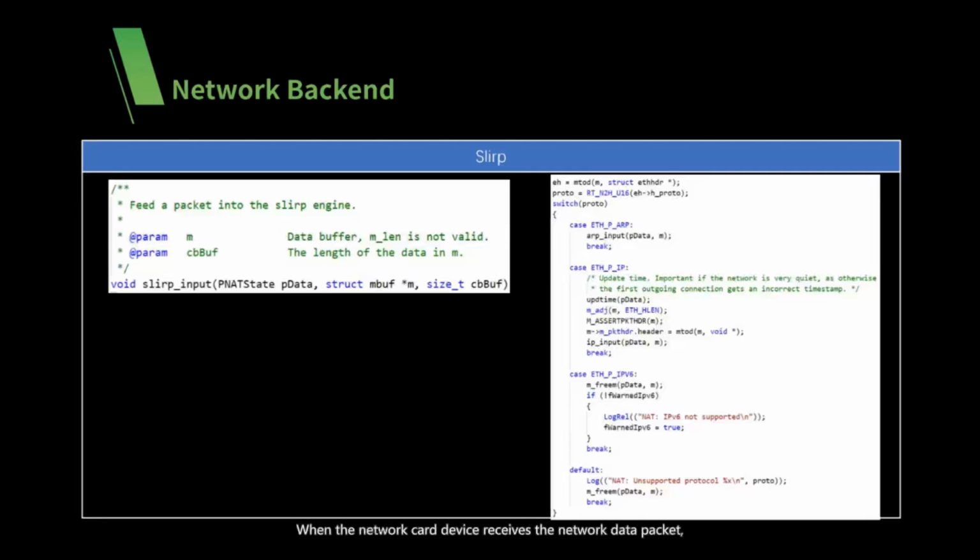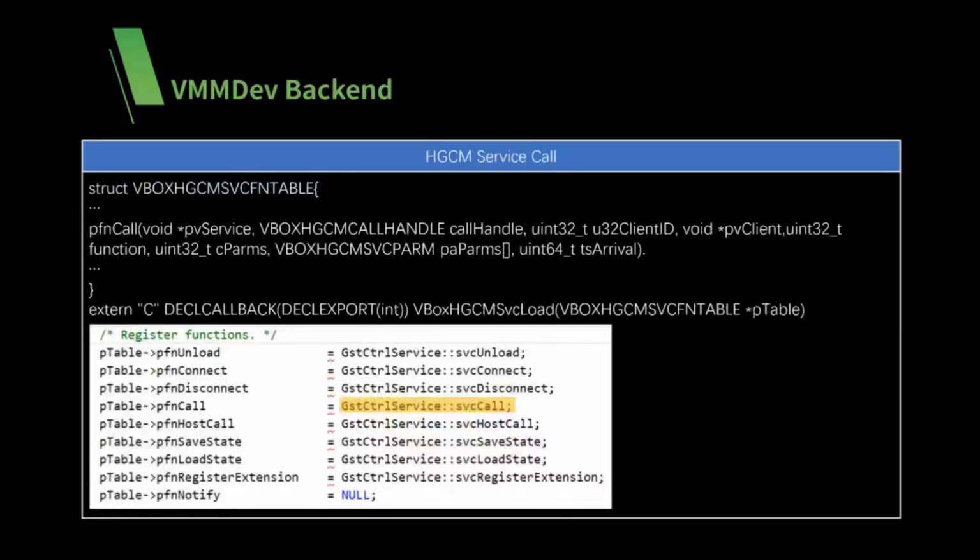When the network card device receives the network data packet, it will be sent here for the processing of the Ethernet or IP protocol stack. Next is the VMM device backend.